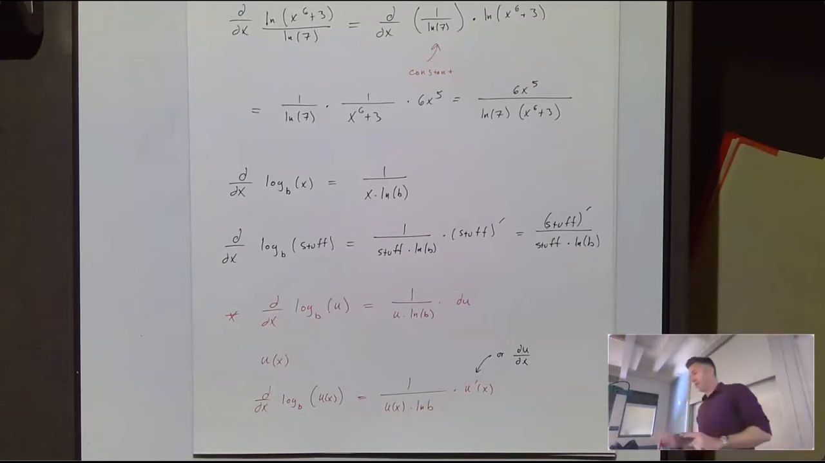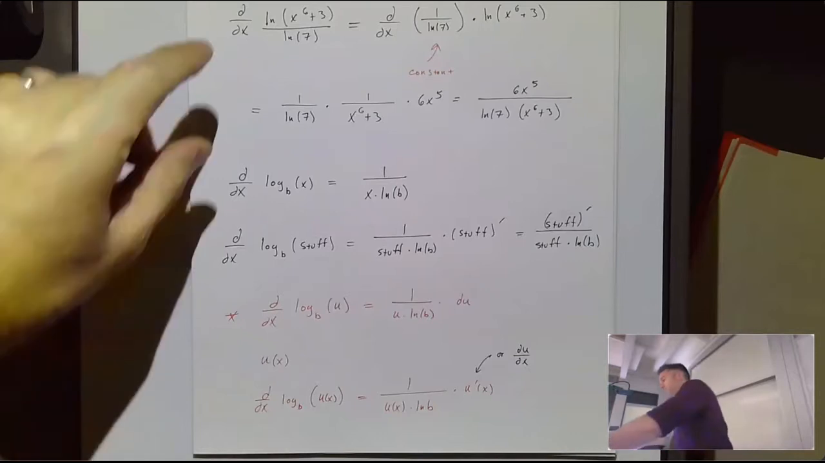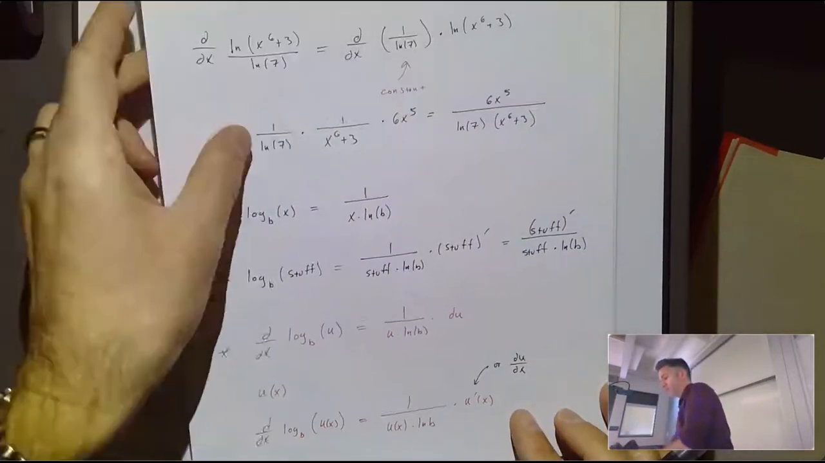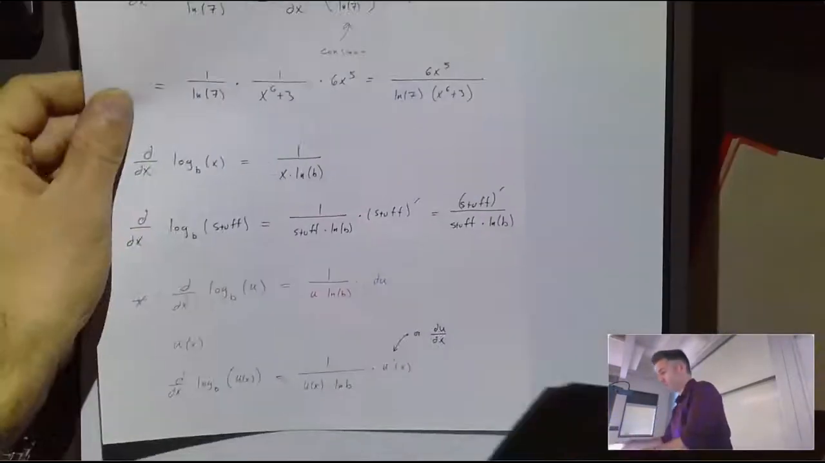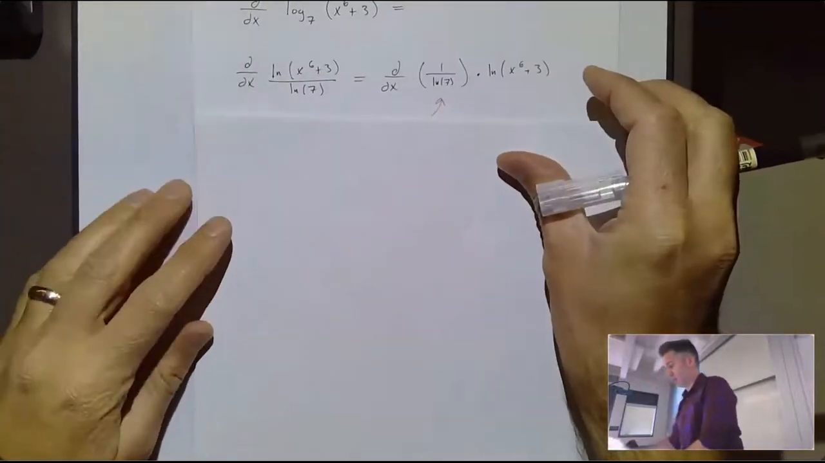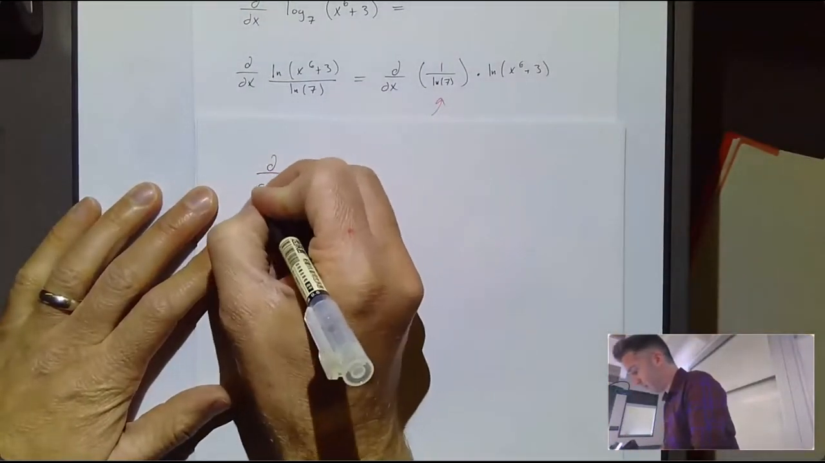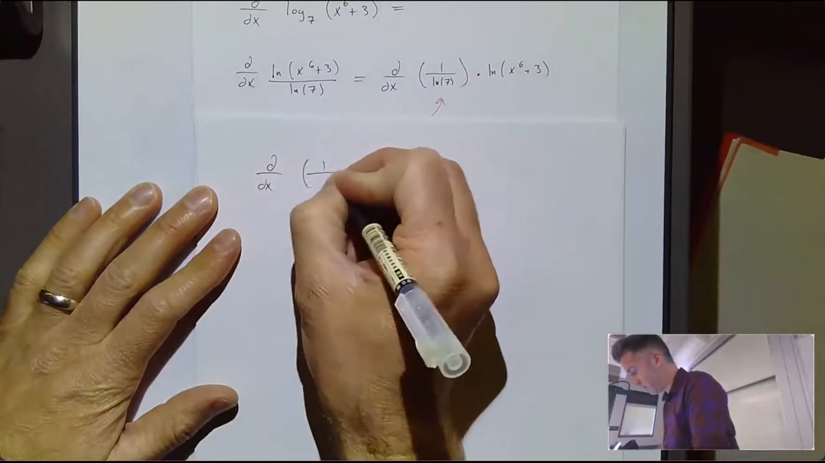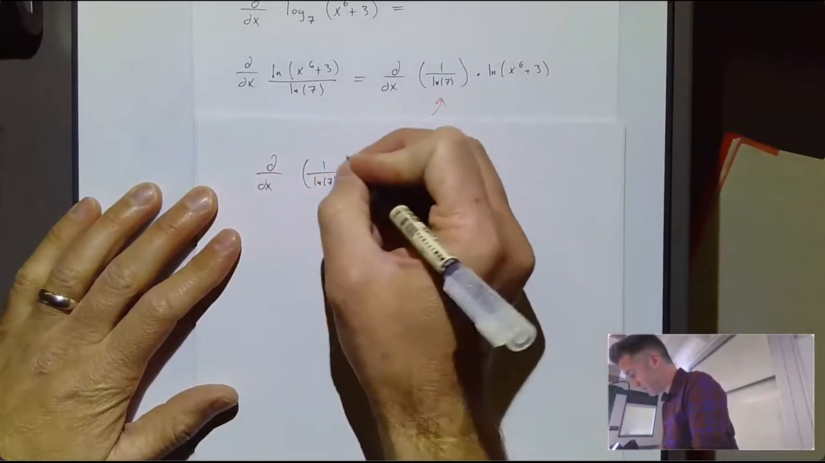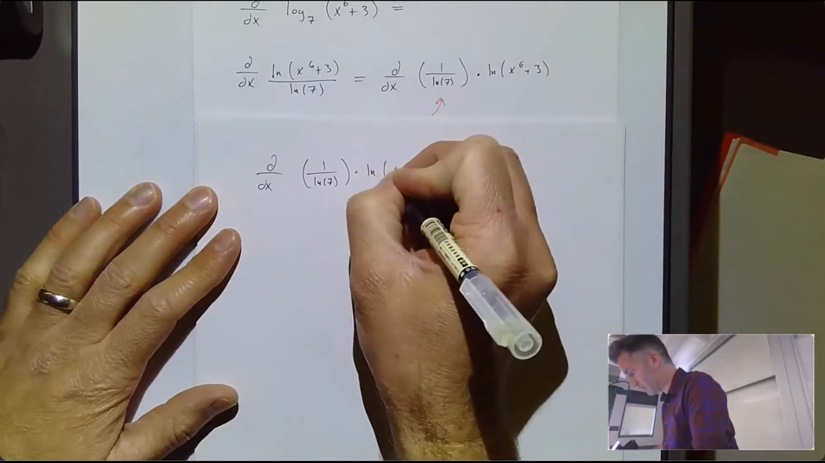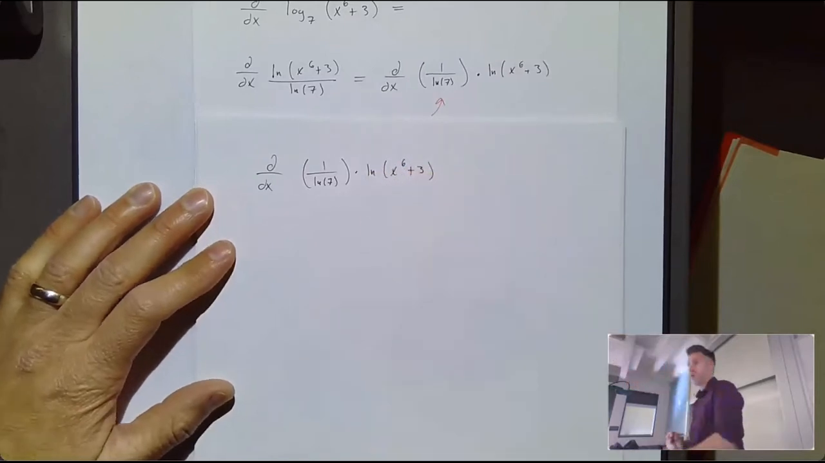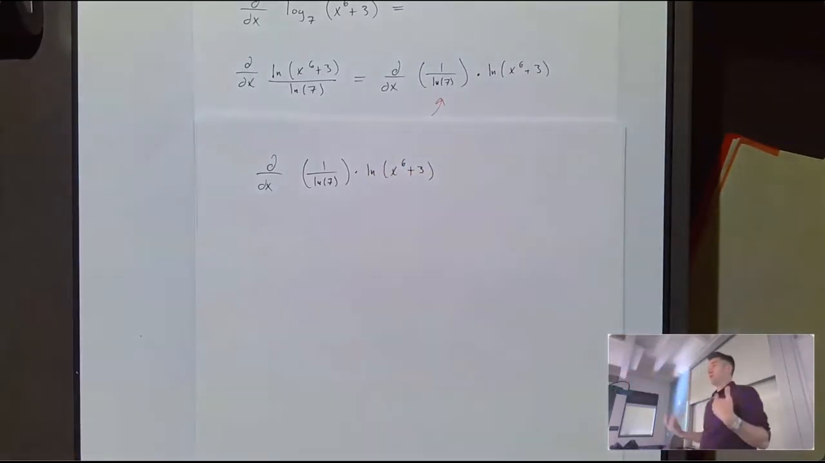Well, let's take a look at that for just a second. It's a good question. If I take the derivative of 1 over natural log of 7 times the natural log of x to the 6 plus 3, one way I could do this is by using the product rule.